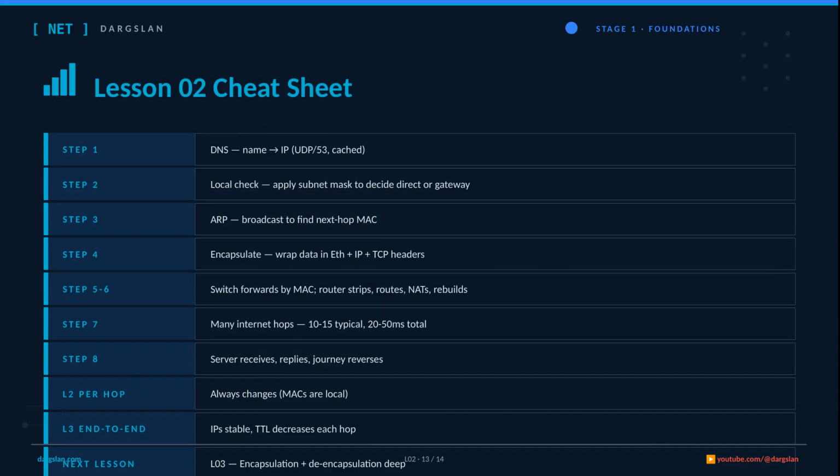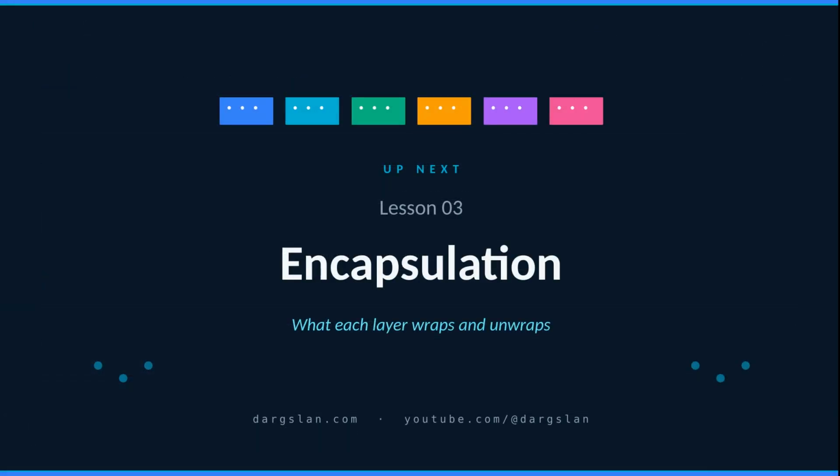Let's lock this whole journey into one quick reference you can come back to anytime. DNS resolves the name. Your machine checks if the destination is local or needs the gateway. ARP finds the next hop MAC, and your data gets wrapped in Ethernet, IP, and TCP headers. Switches forward by MAC, while routers strip, route, and rebuild across 10 to 15 hops. And remember the golden rule. Layer 2 changes every hop because MACs are local, but Layer 3 IPs stay stable end-to-end while TTL ticks down. And that's the full journey, from a single keystroke to a packet arriving at Google's front door.